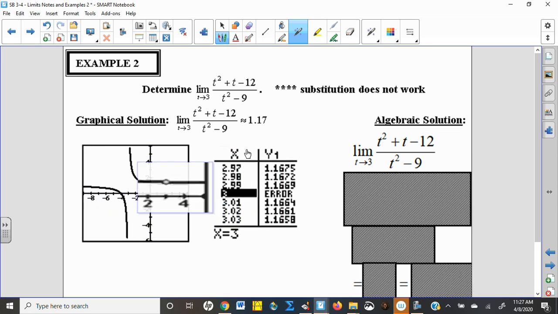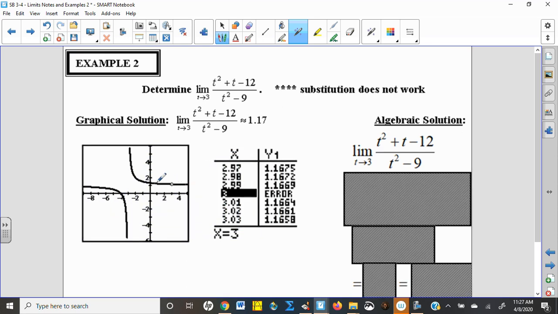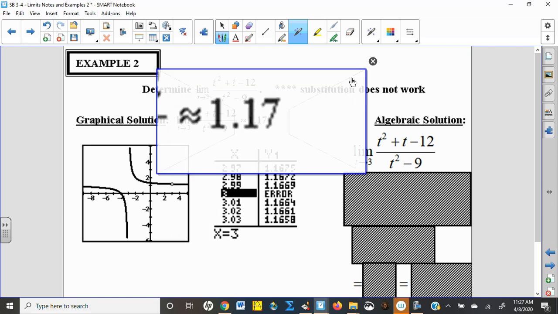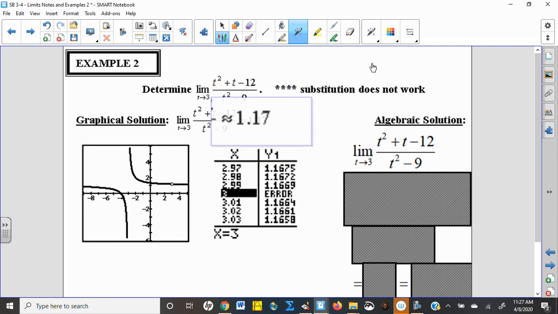Okay, what height is that hole? Because the left limit and the right limit are both approaching that same height. So the limit is going to exist at that point, but I can't find it through evaluation. Now it looks like we found it was 1.17 rounded off to 2 decimal places. We usually like to round it off to 3, so I think it would be 1.167.